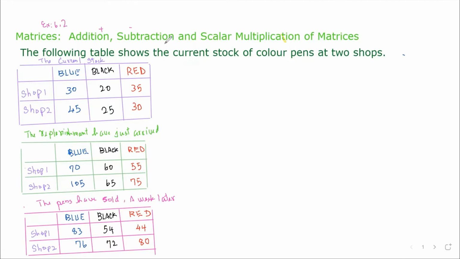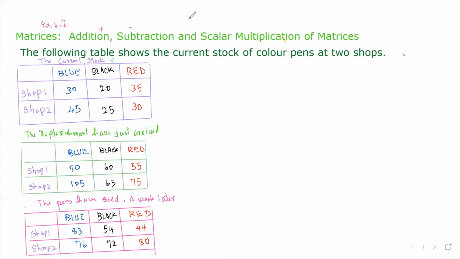For example, the following table shows the current stock of color pens at two shops. The first table here, the purple table, represents the current stock. That means, for example, the warehouse has retail shops, shop 1 and shop 2, and they have three colors of pens: blue, black, and red. This is what they have at present in stock.